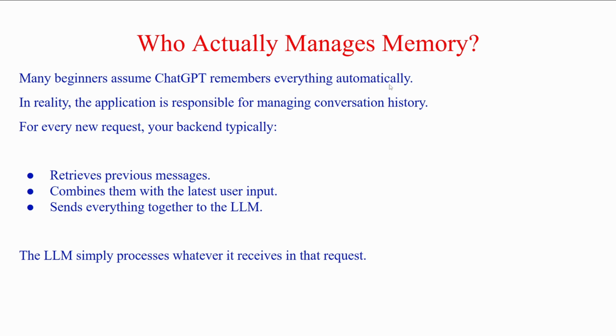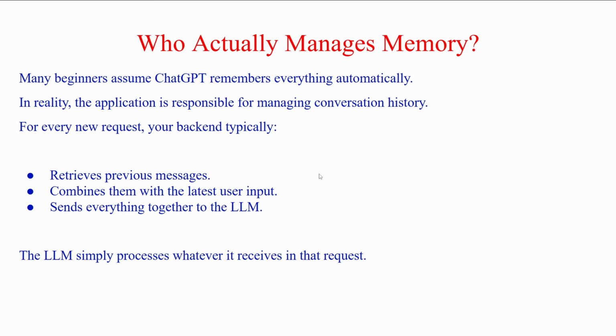So who actually manages the memory? Most of us think ChatGPT remembers everything that I have sent. In reality, that is not the case. The model does not remember anything. It is stateless. It is the application, that is the ChatGPT UI or backend, that is responsible for managing your conversations. For every new request, your backend typically retrieves the previous messages, combines them with the latest input, and sends everything to the LLM. The LLM simply processes whatever it receives in the request. I'll tell you with an example.